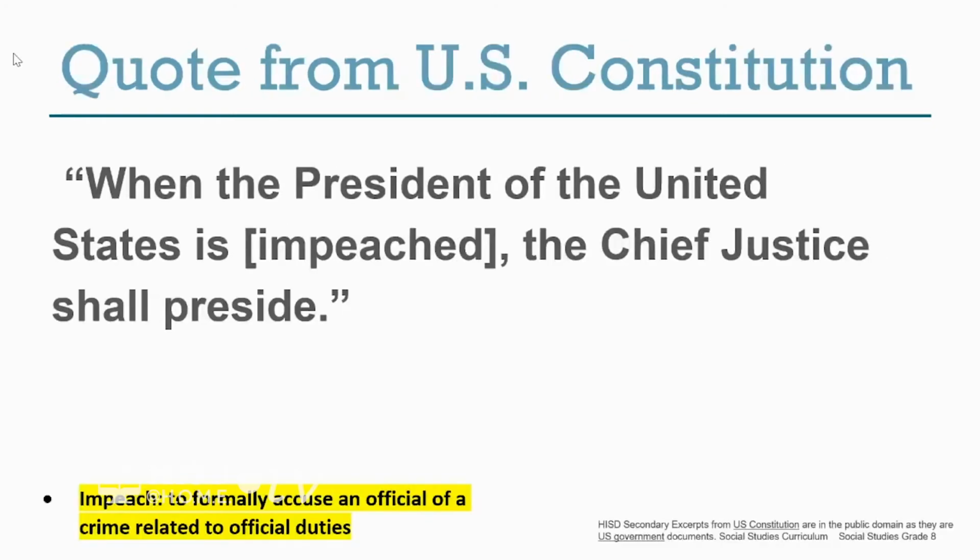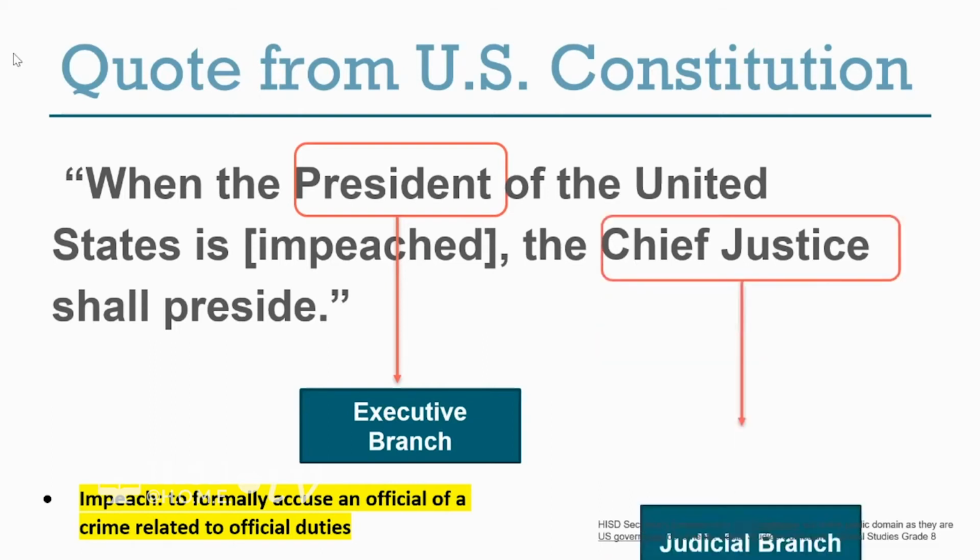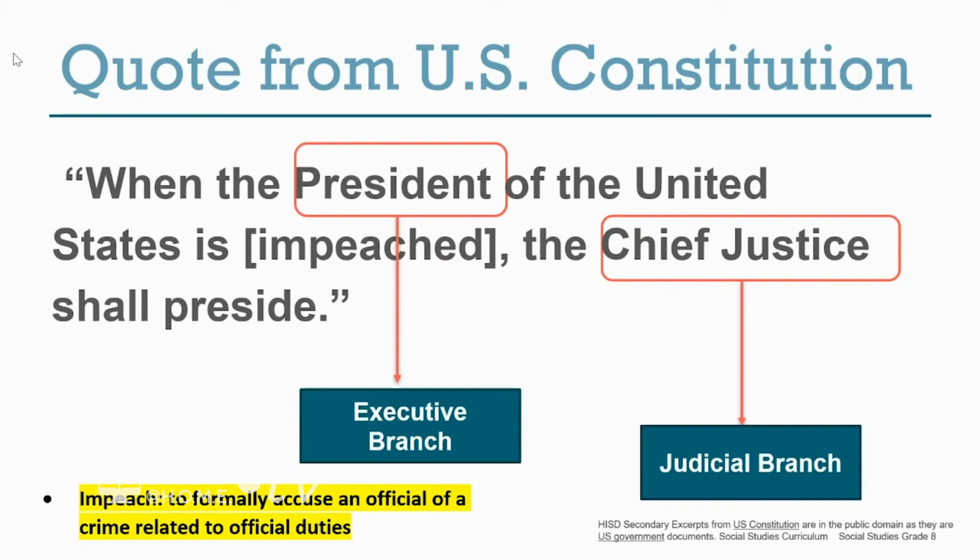So here's our very first quote from the US Constitution: "When the President of the United States is impeached, the Chief Justice shall preside." Impeach means to bring charges against someone related to official duties. In this particular case, the president, I'm thinking back to a previous lesson, is a part of the executive branch. And the Chief Justice, I remember we learned about that. Oh, the Chief Justice is a part of the Supreme Court, the judicial branch.